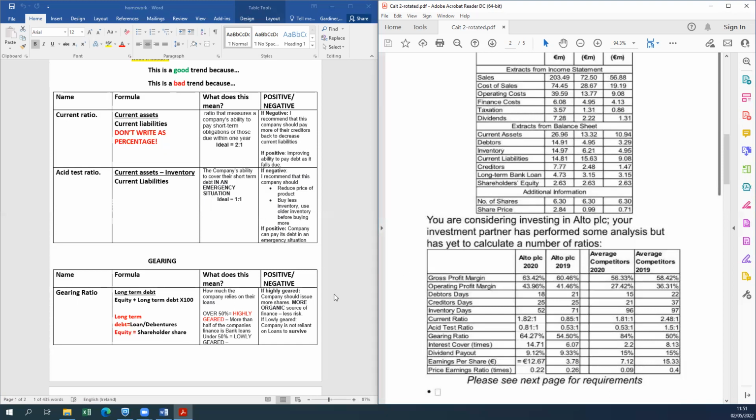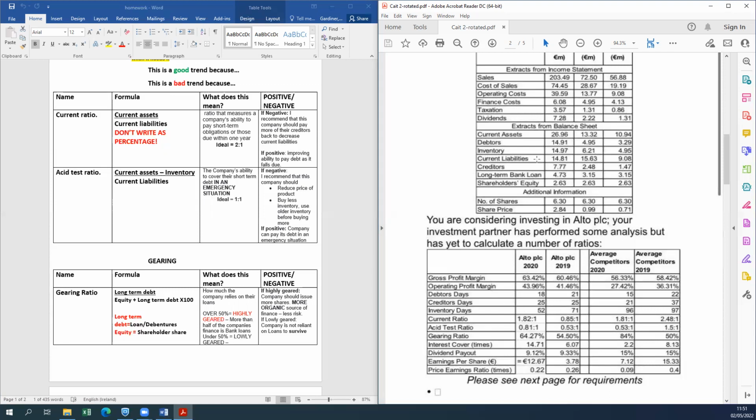This means how much it relies on the bank, how much it relies on loans. You do not want to have over 50% of the company's finances as bank loans. More than half of the company's finances in bank loans means that if the bank wants their loans back, which they can call back, they own the company, because they have over 50%. They can take the company off you. You lose everything, right? It's dangerous.